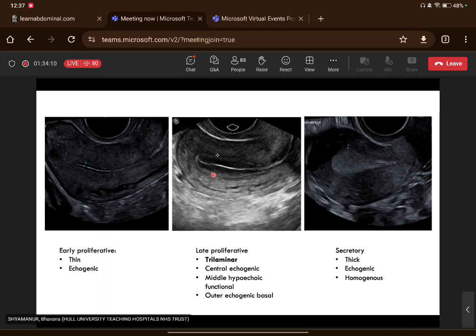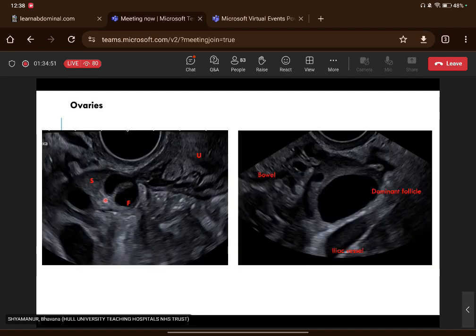In the late proliferative phase, towards the middle of the cycle, you get a really characteristic trilaminar appearance. So central brightness, a bit of hypoechogenicity in the middle, and then it's bright again on the outer layer. And once more than halfway through the cycle, in the secretory phase, everything just looks thick, echogenic, and homogeneous. So again, this is still the endometrium with the outer myometrium. So it's quite fair, I think, to get an endometrium that looks like this, or an endometrium that looks a lot brighter and wider.